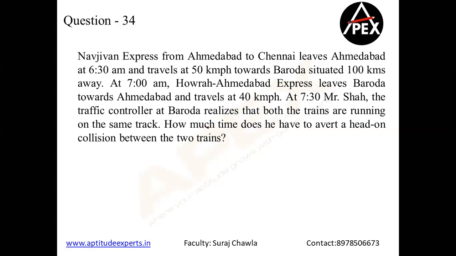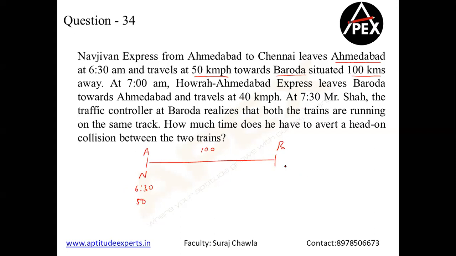Navjeevan Express, from Ahmedabad to Chennai, leaves Ahmedabad at 6:30 a.m. and travels at 50 kilometers per hour towards Baroda, which is situated 100 kilometers away. So if you understand, I have Ahmedabad, I have Baroda, and the gap between them is going to be 100. So there's a Navjeevan Express starting at 6:30, traveling at a speed of 50 kilometers per hour. Clear?